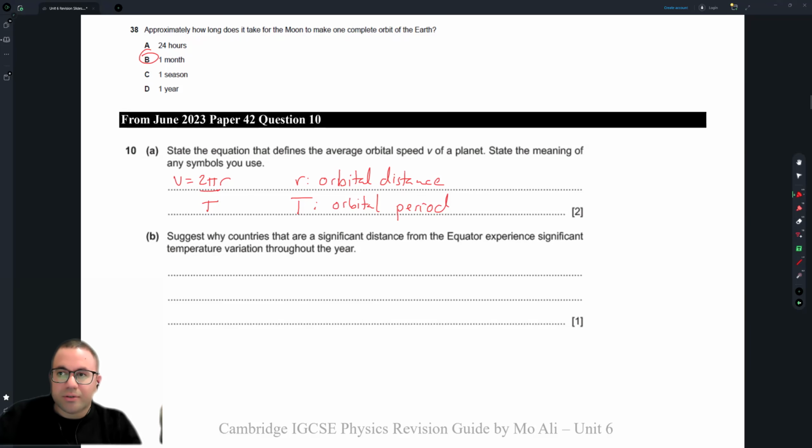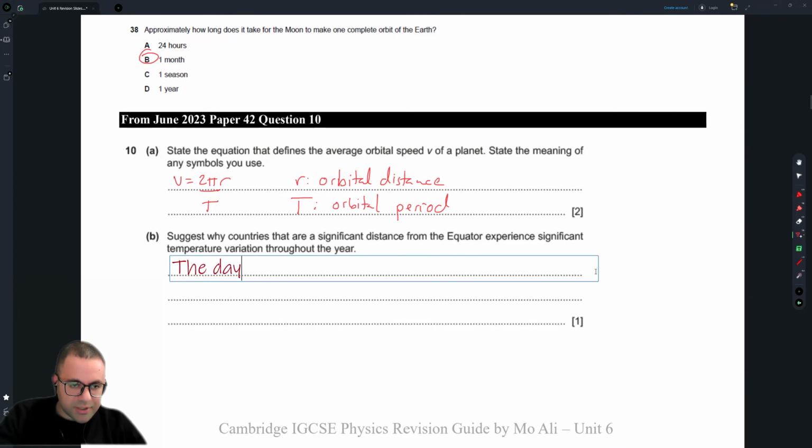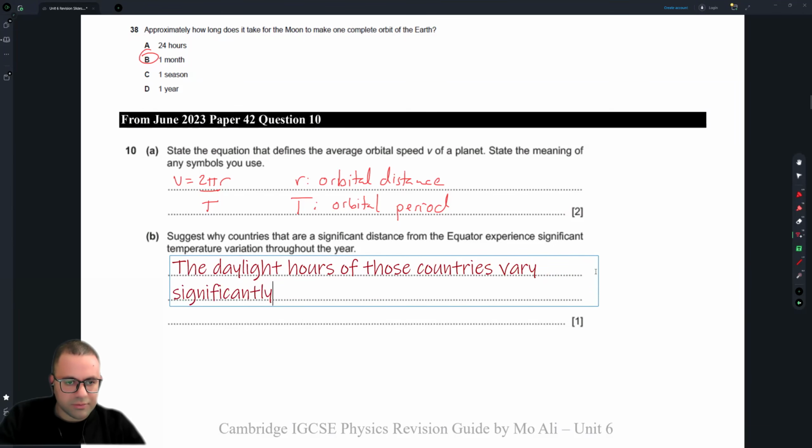So all we'll say is what? The sunlight or the sun rays, that's only one mark. Does what? Strikes those countries for an extremely different number of hours per day throughout the year. A lot more during the summer and a lot less during the winter. So the daylight hours of those countries vary significantly throughout the year, right? Okay, very good.